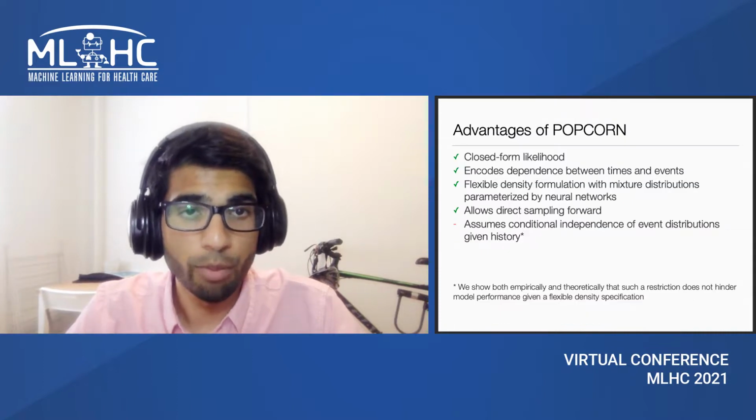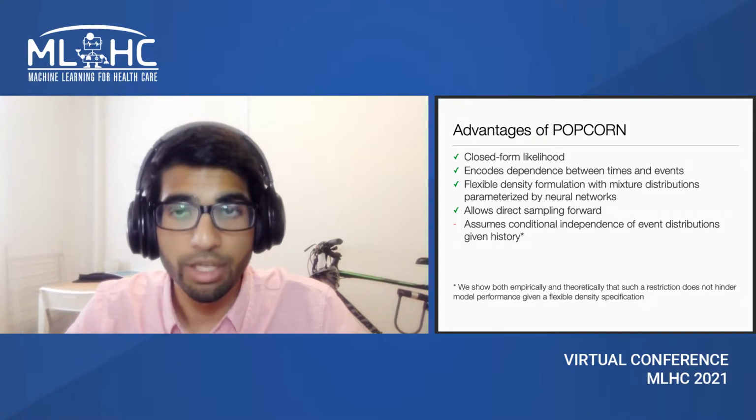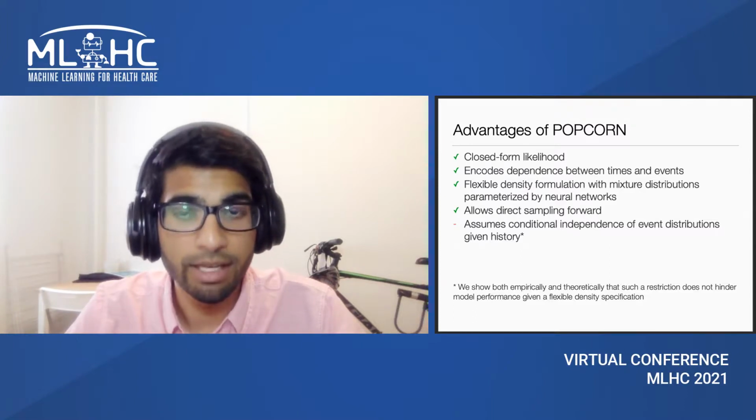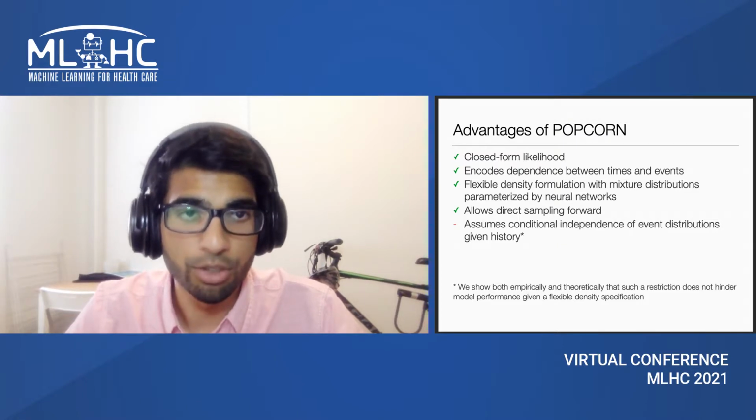The main advantages of our approach are that it has a closed form likelihood, making optimization straightforward. It directly encodes the dependence between the times and events. It has flexible parameterizations for the event likelihoods, and finally, it allows for direct forward sampling. Our objective does assume conditional independence of the event distributions given history, but we show empirically and theoretically why this restriction does not hinder model performance.